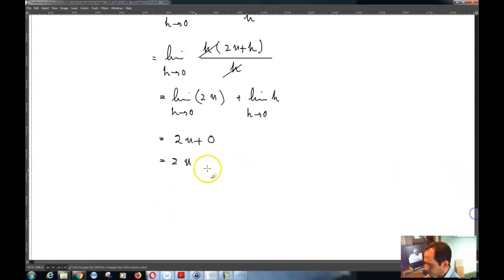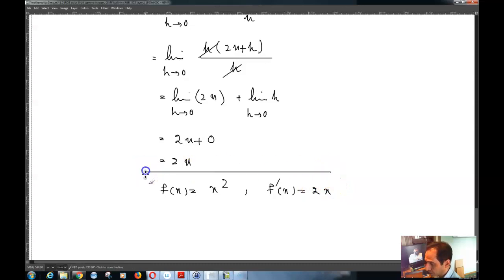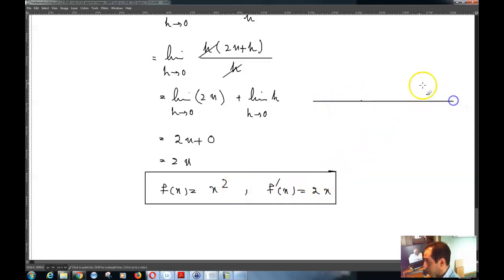So that means that if you have a function f of x is equal to x squared, then f prime of x is going to be equal to 2x. And what that means is that the slope of this function at any point is equal to 2x, meaning that if you have the function over here, f of x is equal to x squared, it is going to be some function like this.